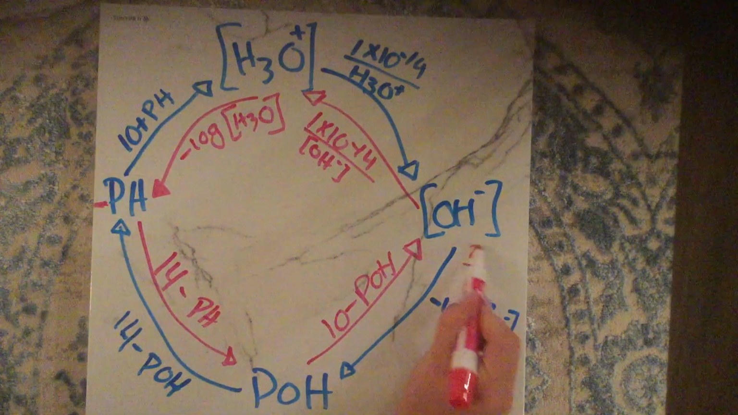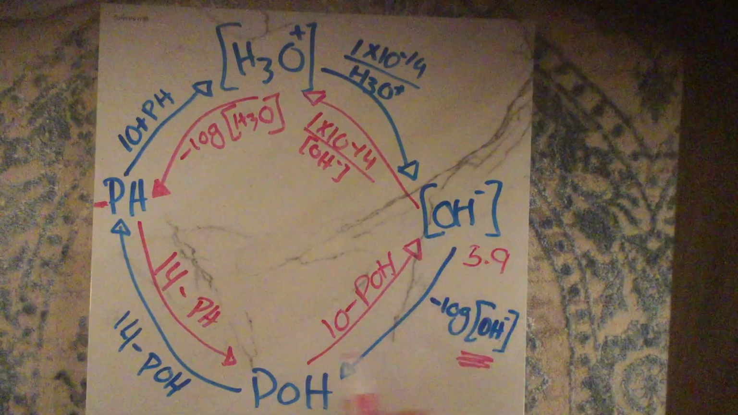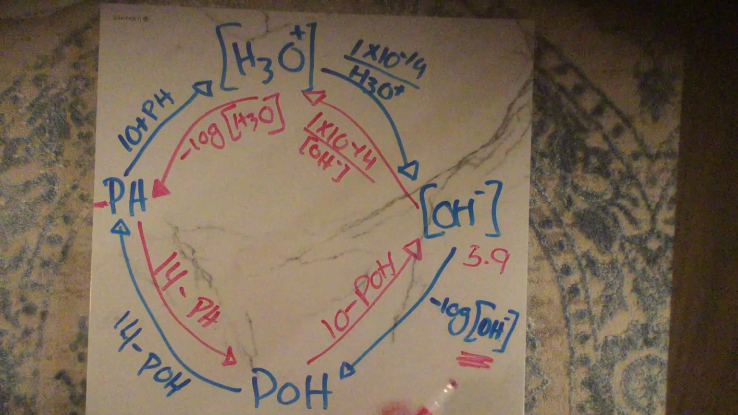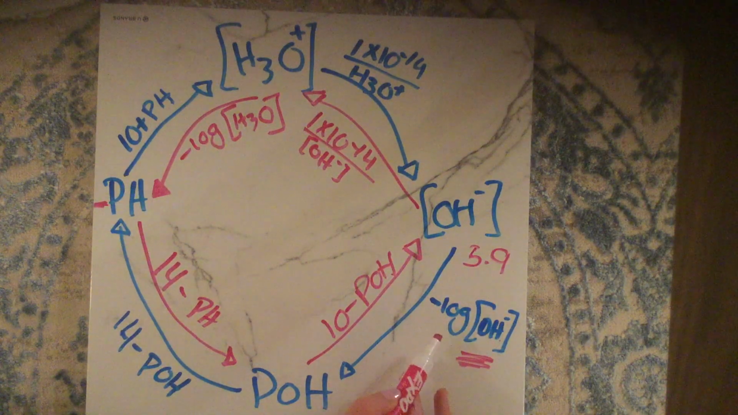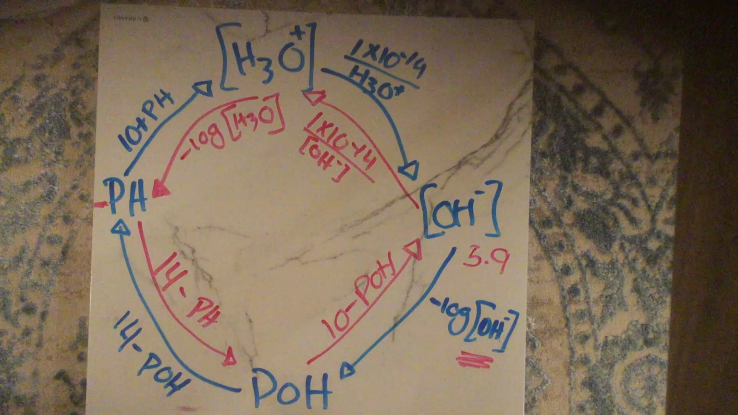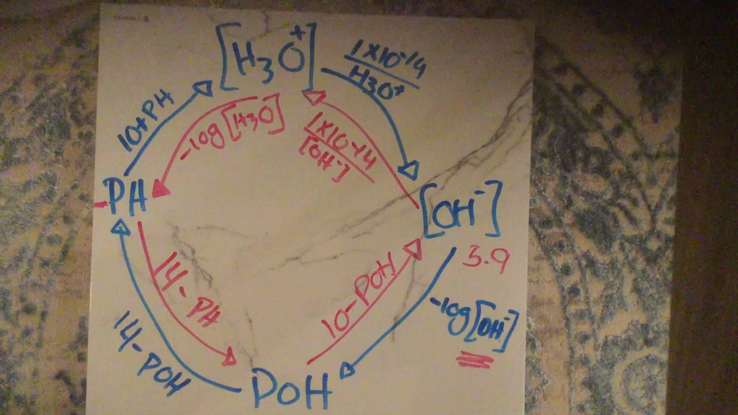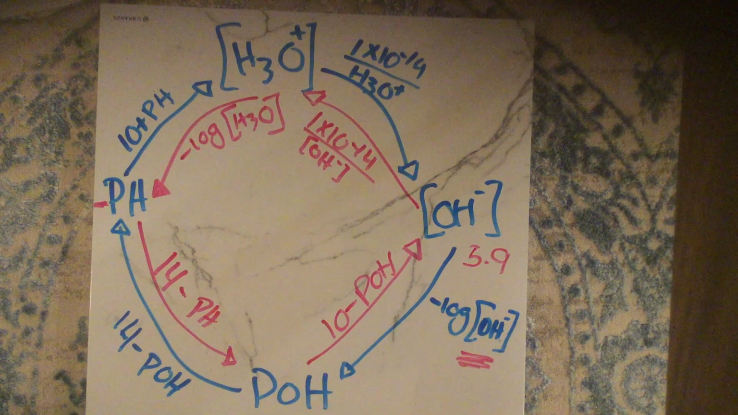So say this is 5.9, you would just say, okay, so I have 5.9 of hydroxide. So you would just put the negative log of 5.9, and then you would just subtract 14 from that, and that would give you your final pH value.